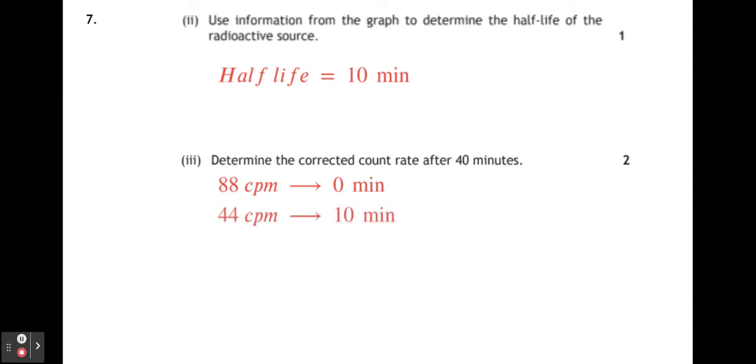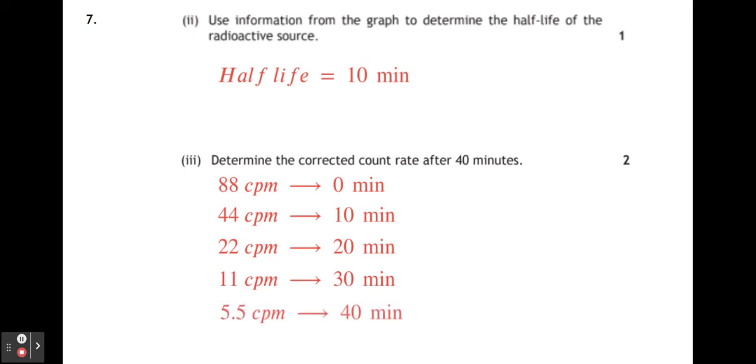One half-life, 10 minutes, brought us to 44 counts per minute. Two half-lives, 20 minutes, took us down to 22 counts per minute. Three half-lives, that's 30 minutes, takes us down to 11 counts per minute. Four half-lives, a further 10 minutes, takes us down to 5.5 counts per minute after 40 minutes. So the count rate after 40 minutes is 5.5 counts per minute.